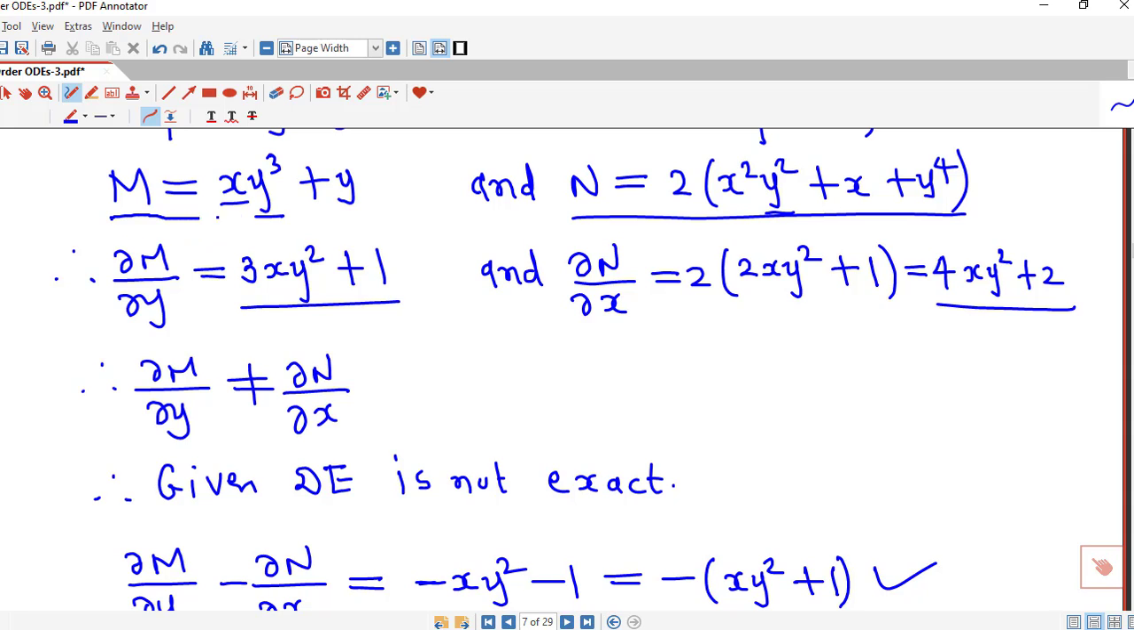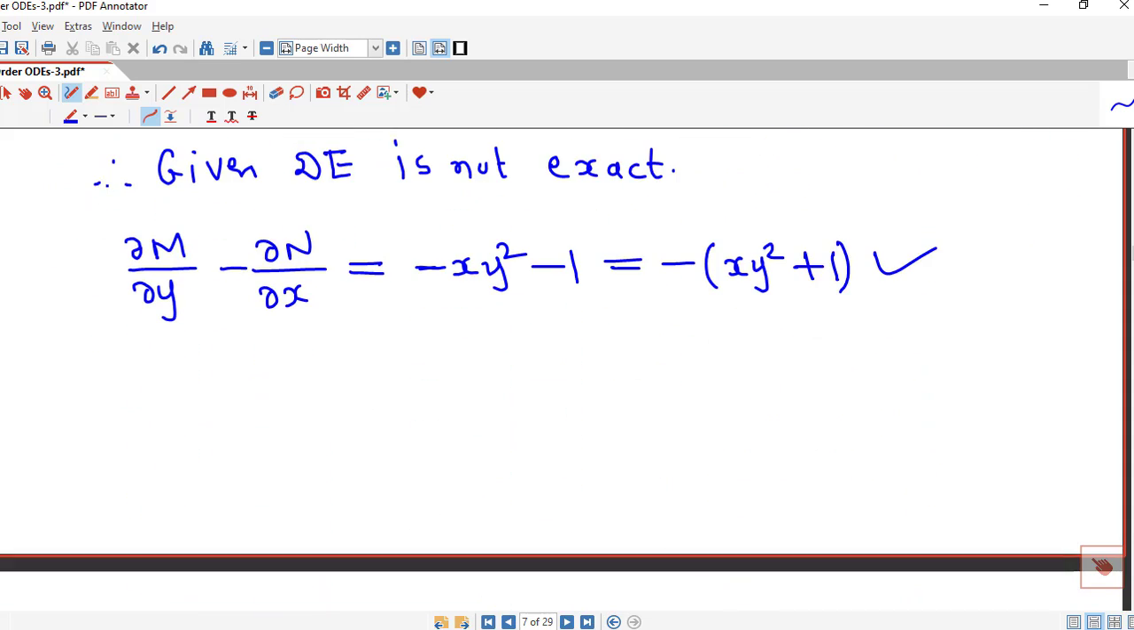But here we can see this capital M can be rewritten as, if we take y common, then capital M will be y times (xy square plus 1), and here we have xy square plus 1, so that quantity will cancel out. So from this we can have an idea whether we should divide by capital M or capital N. And to divide by capital M, we have to take a negative sign.